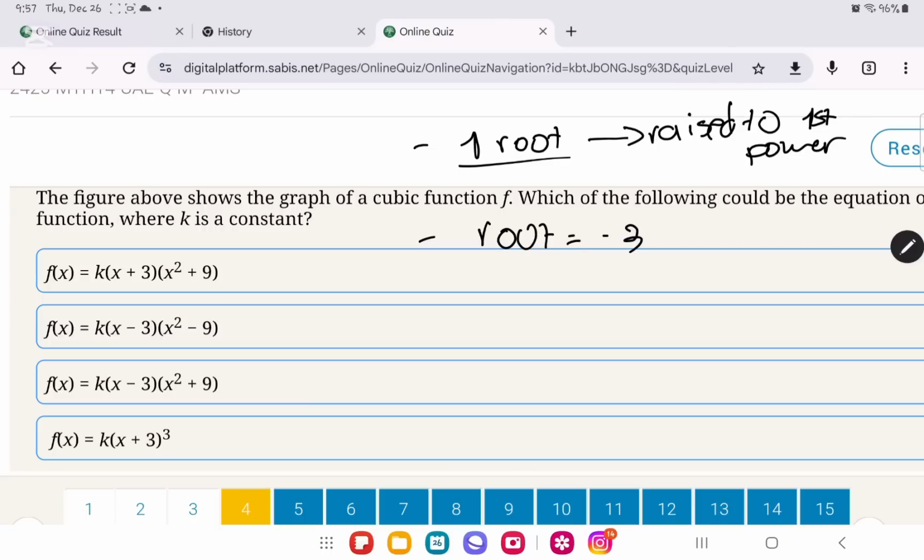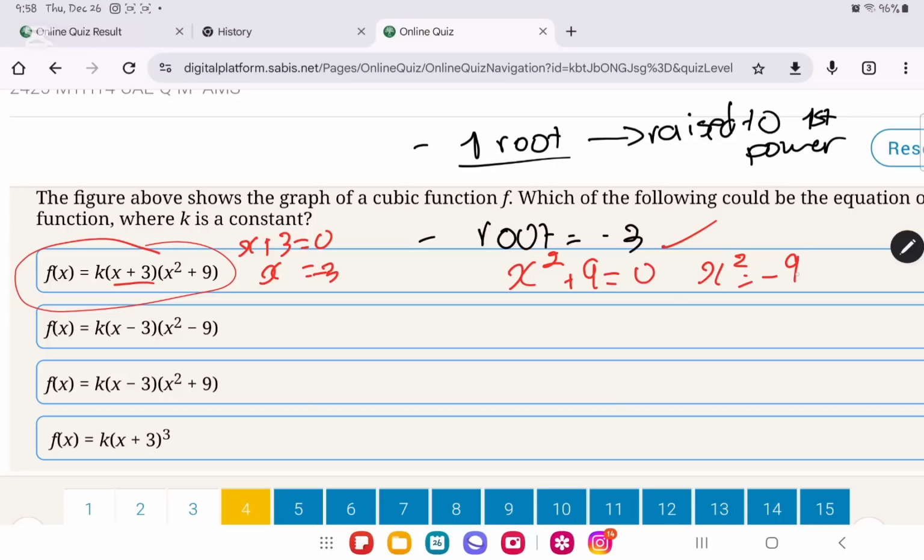So let us see if these apply to our conditions. Starting off with the first function. We have x plus 3 equals 0, x is equal to -3. First condition is fulfilled. Now the second factor: x to the power of 2 plus 9 is equal to 0, x to the power of 2 is equal to -9. Not possible. Also, that is correct because it is one singular root and it is raised to the first power. So that means the first one is a possibility.